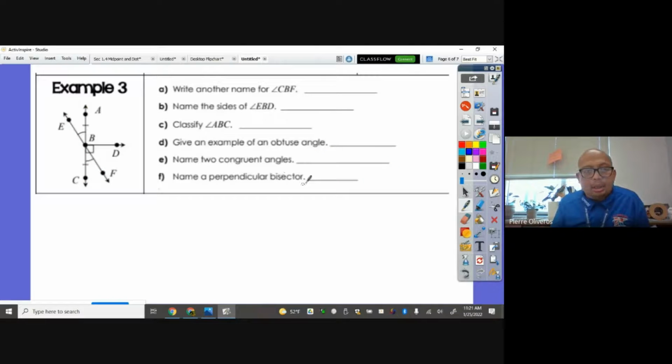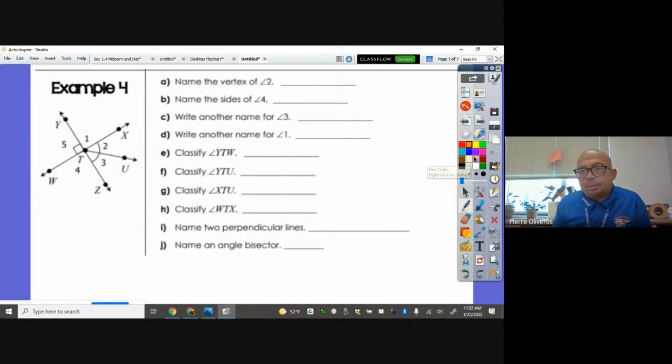And name a perpendicular bisector. I see that this is 90, so this ray here crosses at a 90 degree angle, and I see that these are congruent. So therefore, it divides segment AC into two equal parts at the midpoint. So the perpendicular bisector is going to be ray BD. Okay. All right, one more here.